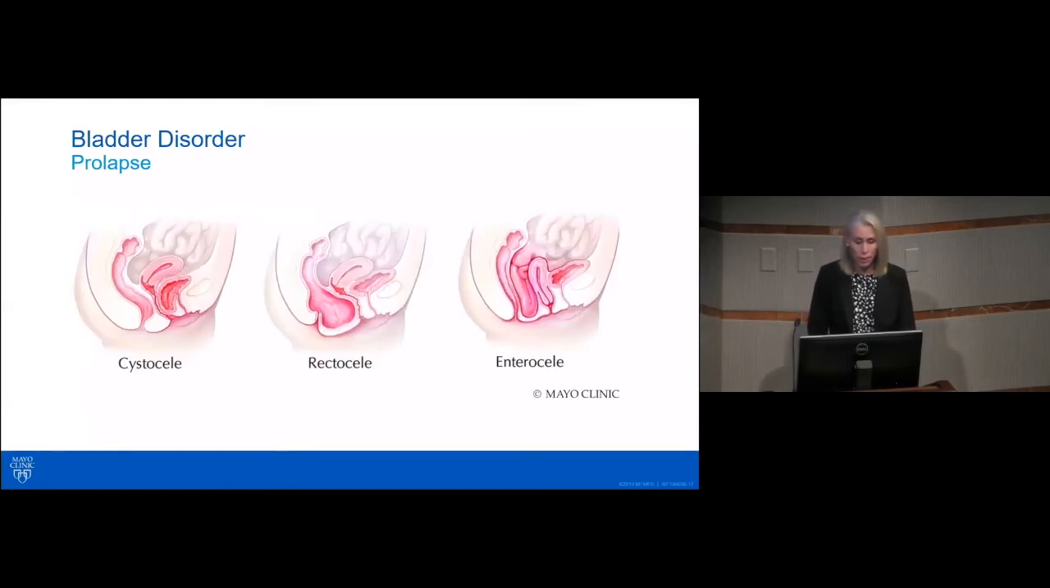So here's a picture of the various prolapses. The first one is cystocele. You can see the bladder coming down. The middle picture is the, I don't know if you can see my cursor, but you can see the rectum prolapse. And the third is the enterocele. That's the bowel protruding there.